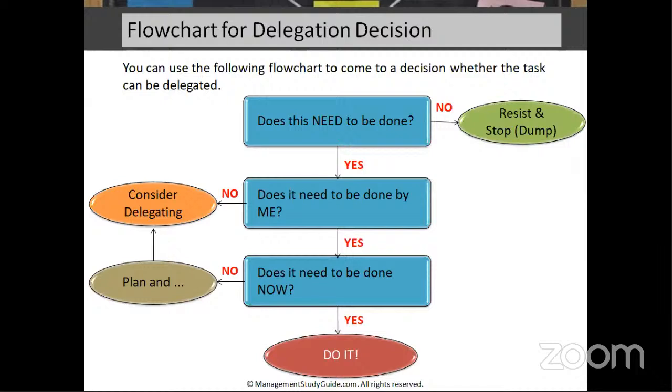Okay, so number one, how critical is the work? Must it be done? If it must be done, must it be done by me? If it must be done by me, must it be done now? Look at these questions and use them to analyze those tasks around your office, around your table.